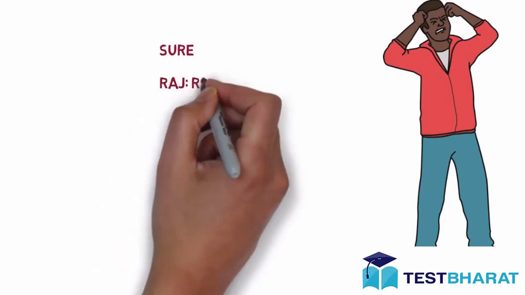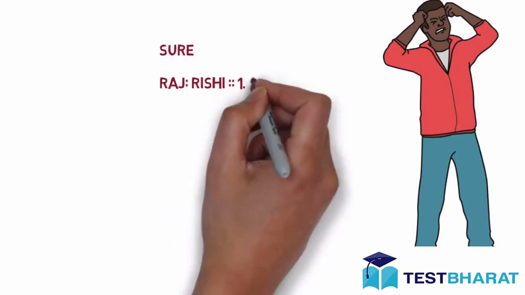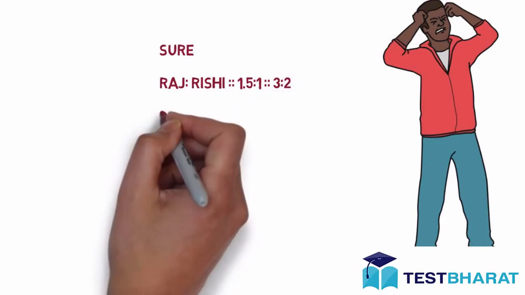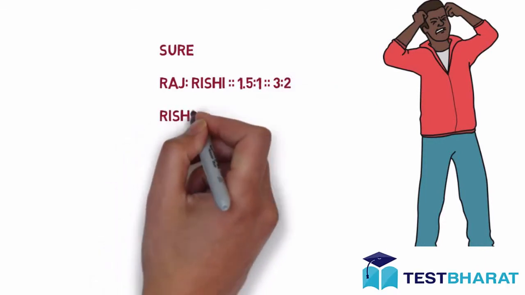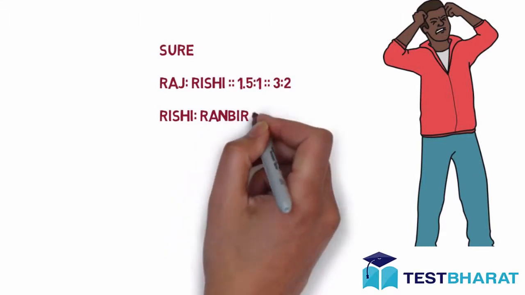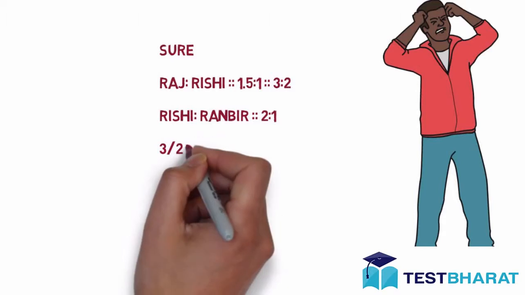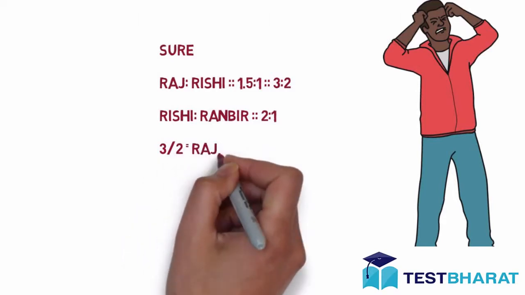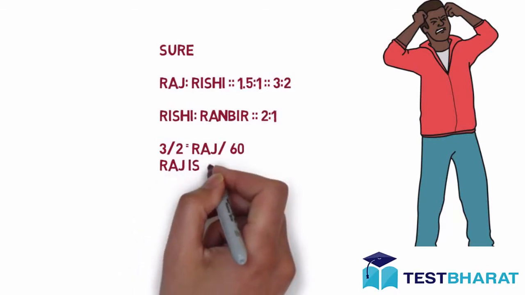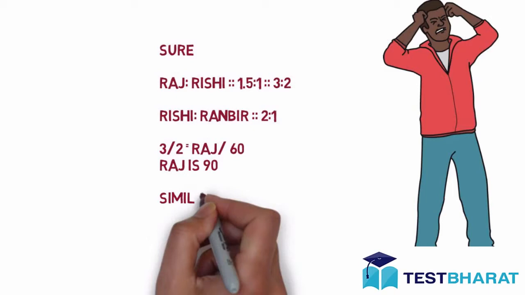Say that Raj is to Rishi, we know that the ratio is 1.5:1 or 3:2. Suppose we know the age of Rishi is 60. So if Rishi is 60 years old, then what would be the age of Raj? It is 3/2, because 3/2 is the ratio, times 60, because 60 is the age of Rishi. Now we can calculate the age of Raj.